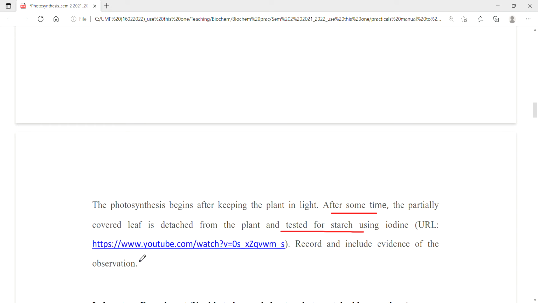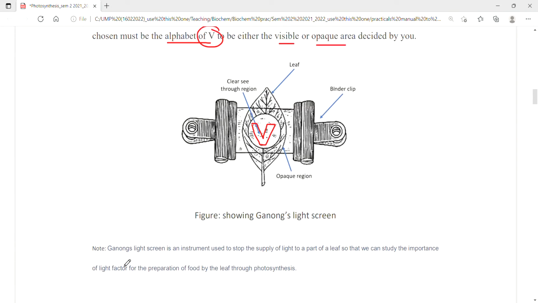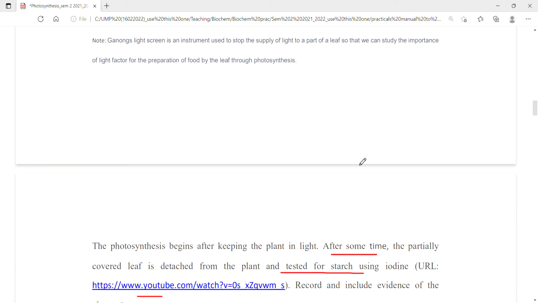And I have given a YouTube video on how to test for starch using iodine. Hopefully you get to see what is found on the leaf that has been covered with a V shape, and report it in your laboratory report.